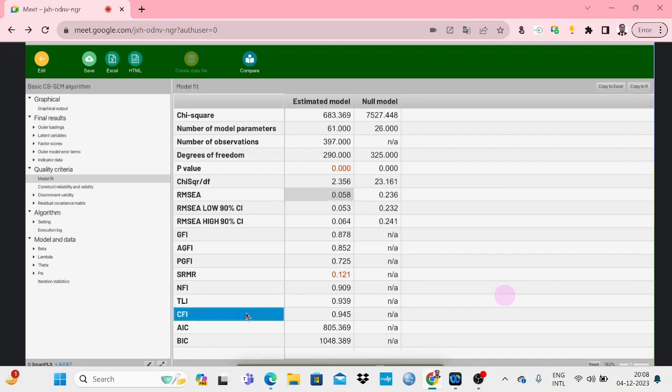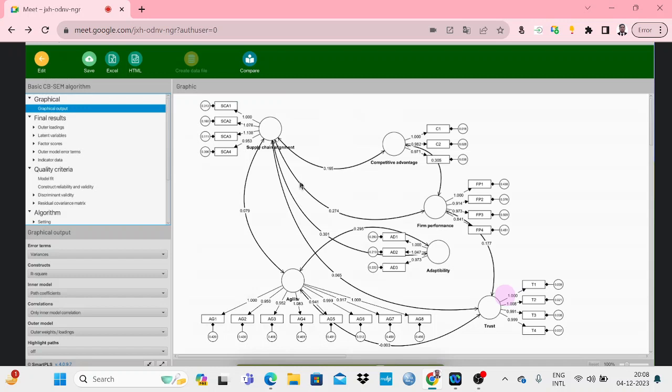So as we can see, for our model and our data, we are getting a CFI of 0.945 and RMSE is 0.058. That means it is in the acceptable range and we can now go further. Okay. Now if we look at the graphical output, you can see that all these constructs have indicators.